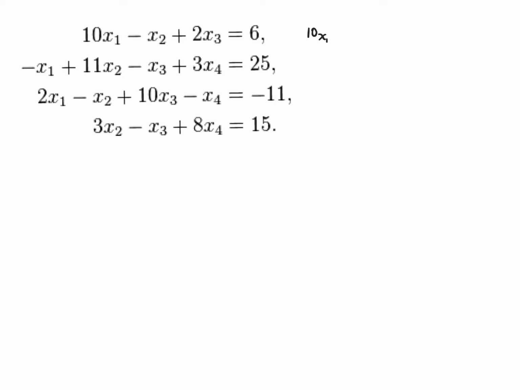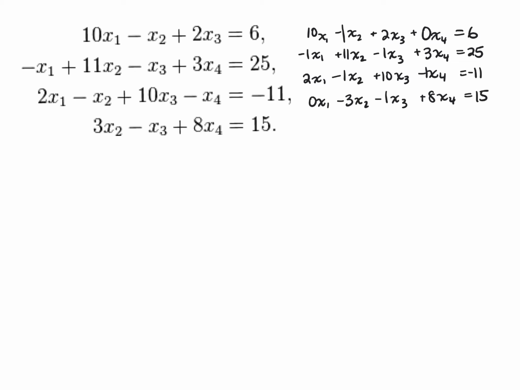So I would write this as 10x1 minus x2, that's really like 1 there, plus 2x3. Now I do not have an x4, so I'm putting plus 0x4 equals 6. All right, and I'm just going to rewrite the rest of these doing that same thing. Go ahead and try that yourself. Now, in the past, a lot of my students have skipped this step, and I think it's a really important step because it lines everything up for you, and it makes sure that you have your matrices written correctly. If you don't have your matrices written correctly, you're not going to get the right answer.